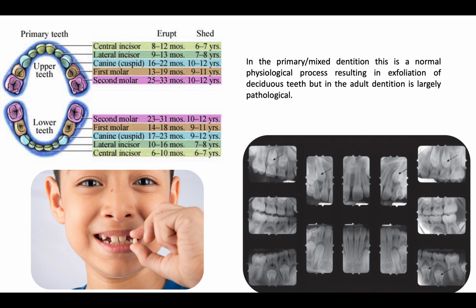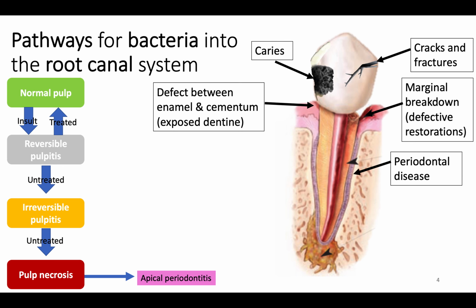But if tooth or root resorption happens in the permanent dentition, then this is largely a pathologic, irreversible process, and something has to be done to stop it and treat it.